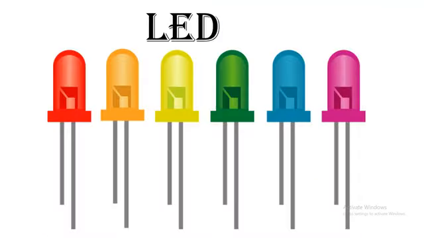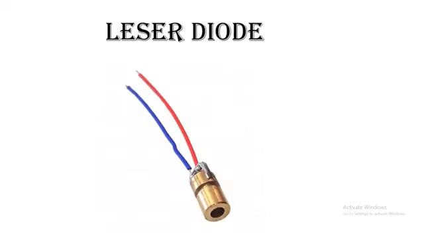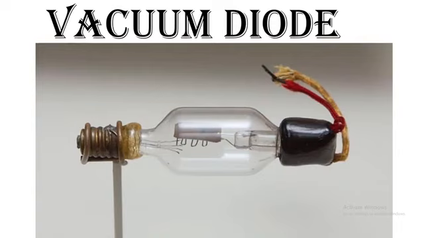The next type of diode is the LED, meaning light emitting diode. The LED is also a type of diode because it allows current to flow in one direction but blocks the current in the other direction. The laser diode. A laser is also a type of diode. Vacuum diode. The vacuum diode is an old type of diode which is not usable nowadays.